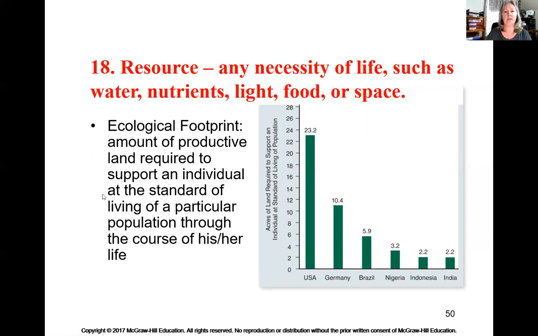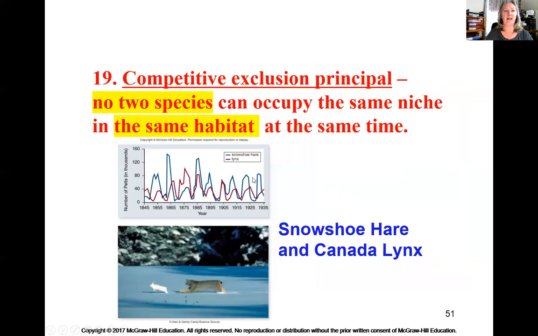So if we look at the USA, compared to, and it says acres of land required to support an individual as standard population. So in the USA, we need a lot of resources compared to some of the other countries. So we consume a good bit.